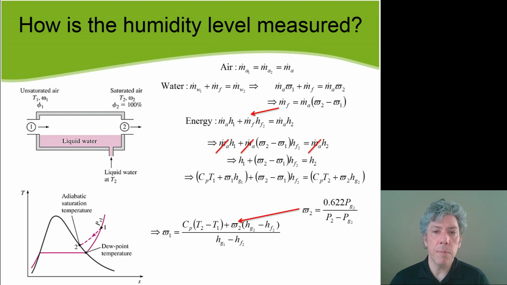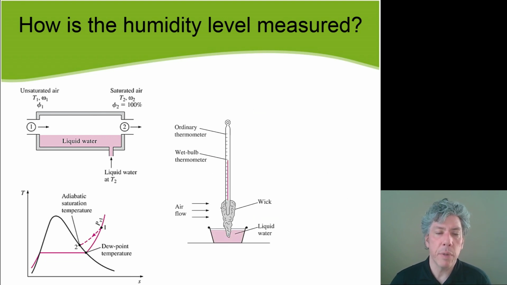So since we can substitute for the absolute humidity based on things we know, we can actually calculate the incoming absolute humidity based on things we can measure. Now this is not the only way that this can be measured. Another way to do this that's a simpler setup is to use a so-called wet bulb thermometer.